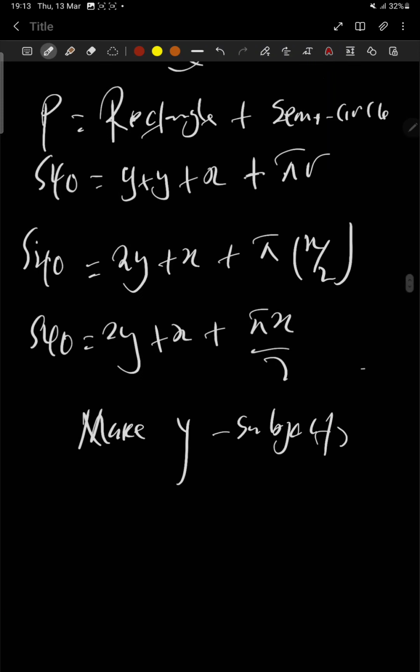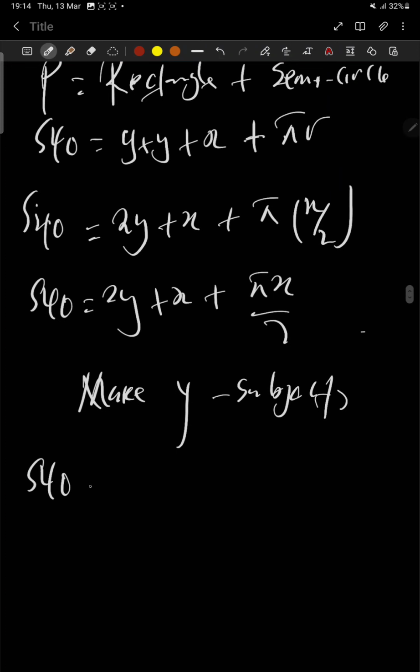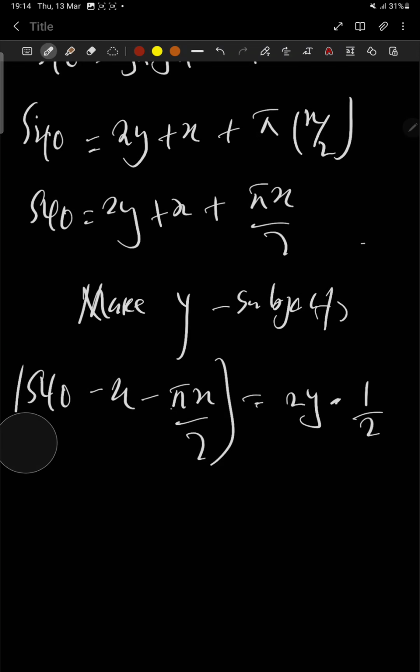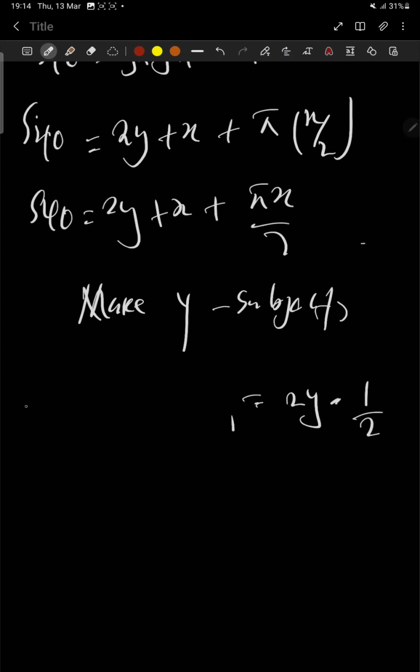Always make y the subject. So this will be 540 minus x minus pi x over 2 is equal to 2y. Guys, how do I remove the 2 from y? I'll multiply everything by 1 over 2, right? Even this here, I'll multiply it by 1 over 2. Okay, so I'll multiply this by 1 over 2. Even this here, I have to multiply it by 1 over 2.